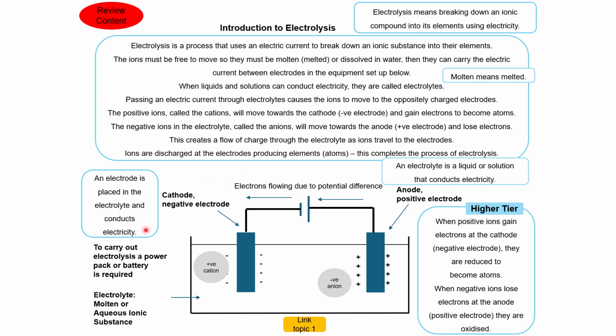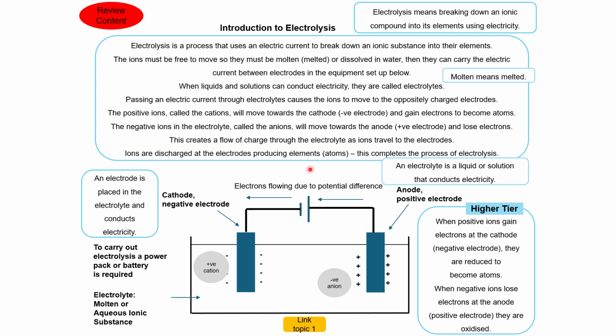There's the cathode, that's the negative electrode. There's the anode, that's the positive electrode. The anode attracts the negative ions, they're called anions. The cathode attracts the positive ions, they are called cations.